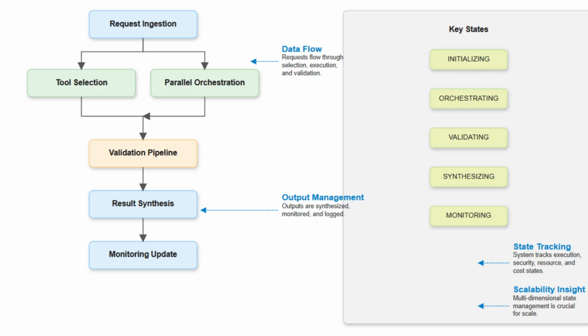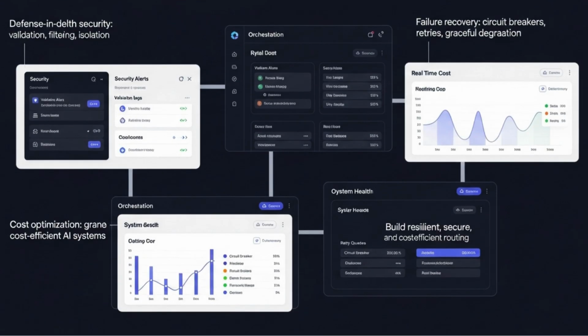But what happens when things inevitably go wrong? Or when costs spiral out of control? That's where our next set of patterns come in. In the real world, systems fail, and security threats are constant. Building an enterprise agent means preparing for these realities, not just hoping they don't happen.